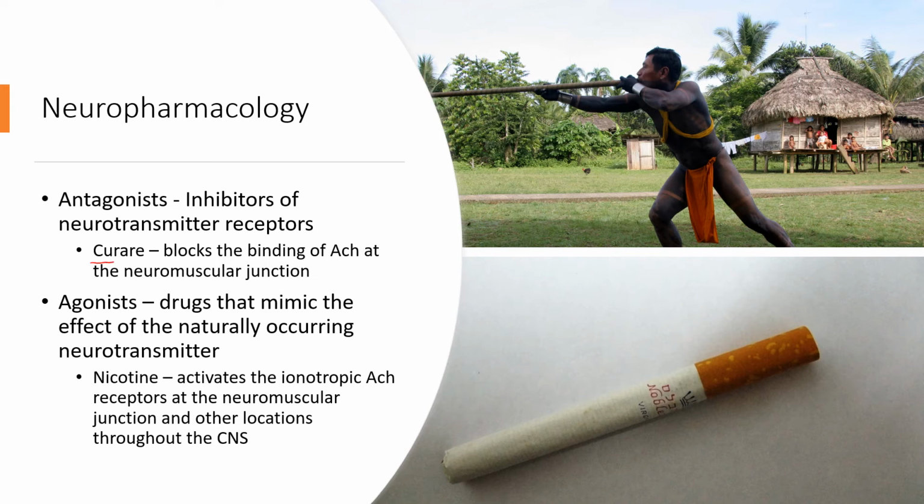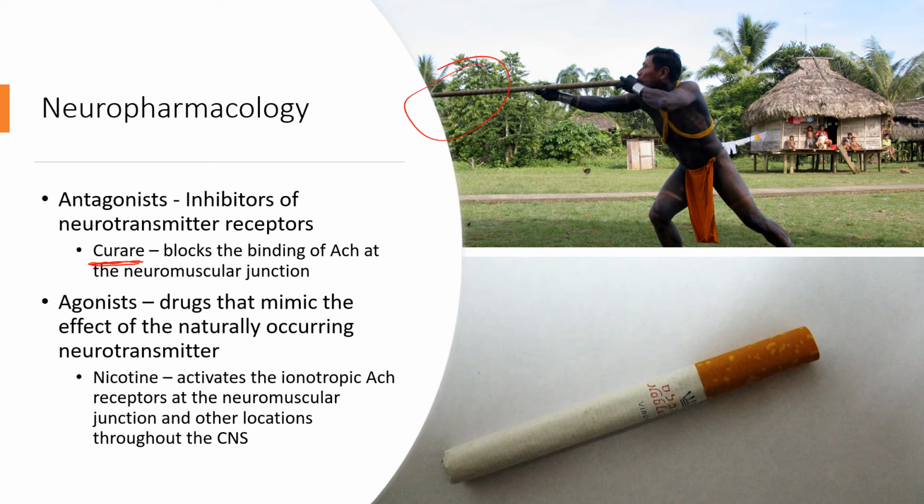An example of that is curare. Curare blocks the binding of acetylcholine at the neuromuscular junction. You can see this guy up here with his blow dart. Curare actually comes from a plant found in the rainforest, and you mash it up really good, put it on the tip of a blow dart, shoot something with it, and you've paralyzed it. So it's a great neuroantagonist that blocks the binding of acetylcholine, so it basically stops muscles from contracting.